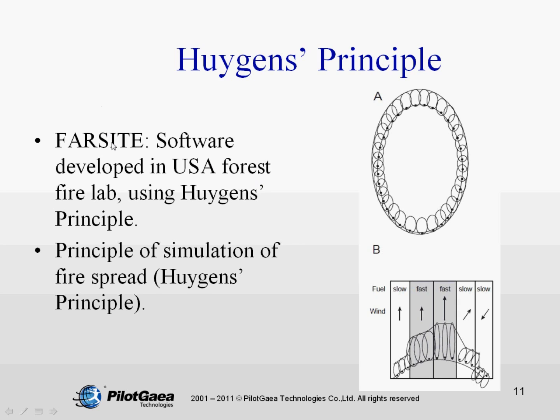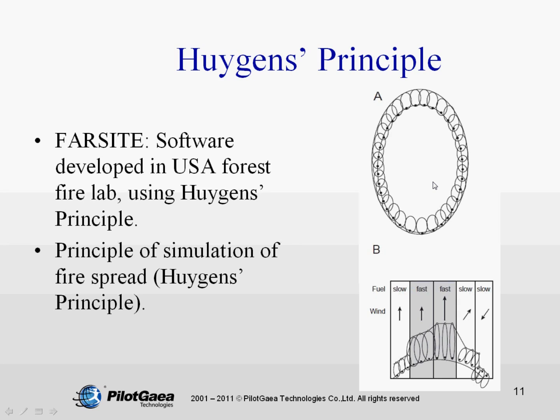FARSITE is the software developed in the USA Forest Fire Lab. The simulation is based on a geographical information system. By using the Huygens principle, it shows the spread in an elliptical shape.